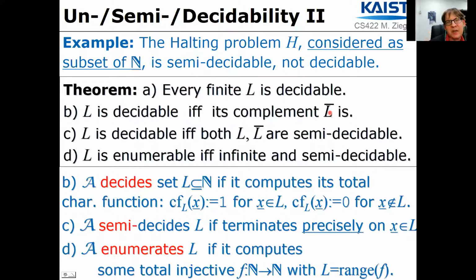And for this again, what does it mean to decide? To output yes for inputs that belong now to the complement, output 0 for inputs that do not belong to the complement, and never output I don't know or anything, because that case is not allowed here.